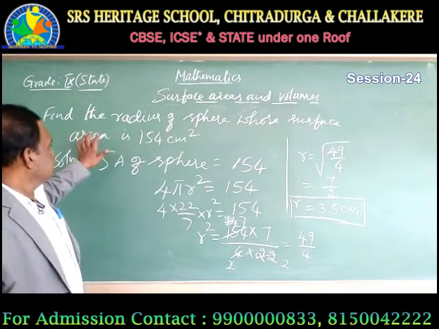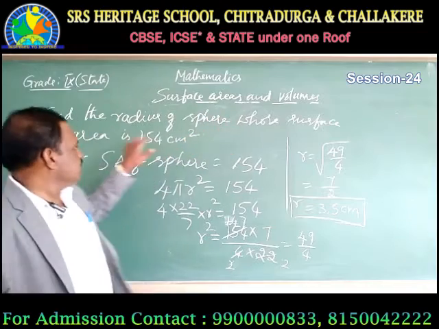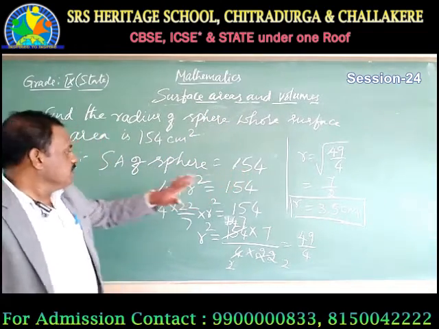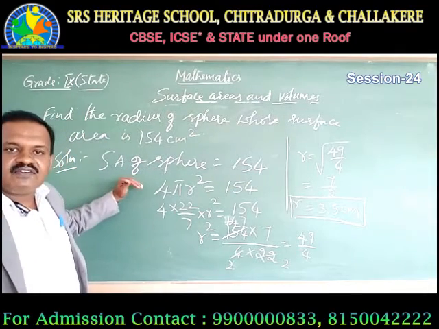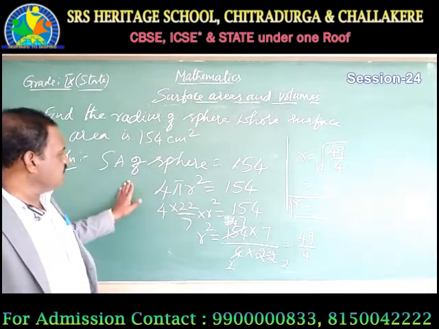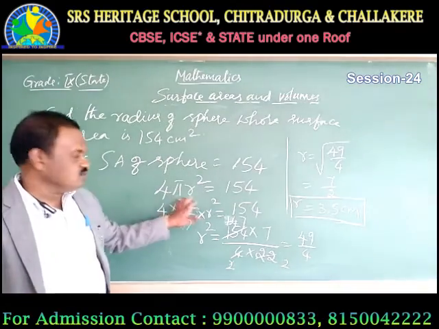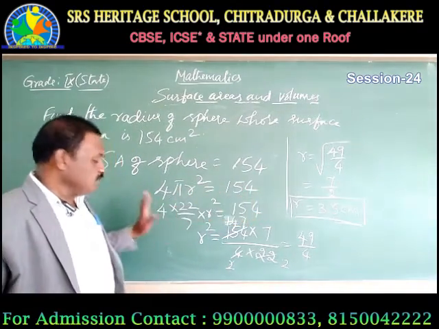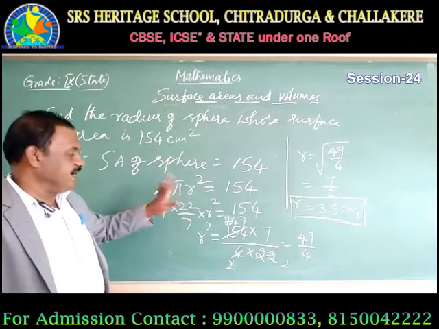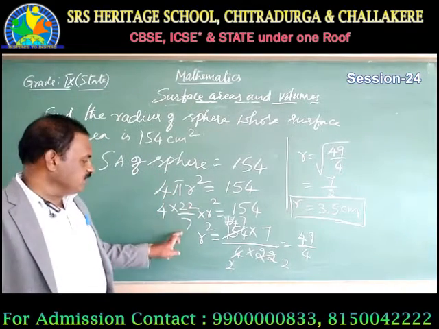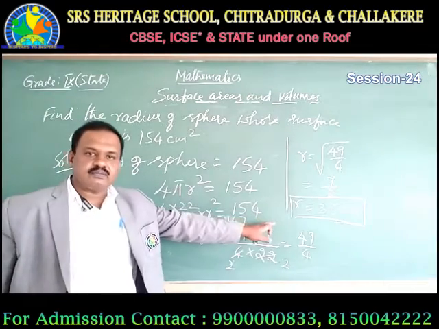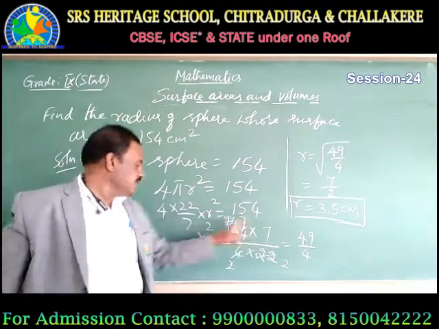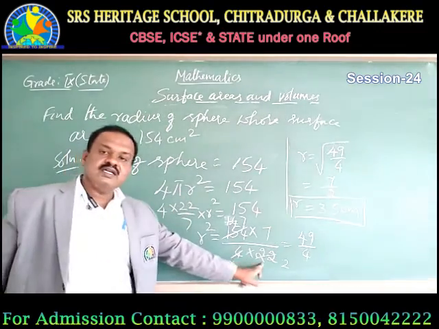See here, what is given? The surface area of the sphere is given, that is 154 centimeter square. We know the formula for the surface area of a sphere. The surface area of a sphere is 4 pi r square. So 4 pi r square is equal to 154. It is given. So substitute the value of pi: 4 into 22 by 7 into r square is equal to 154. Okay. R square is equal to 154, 7 goes to the numerator and 4 and 22 come to the denominator.